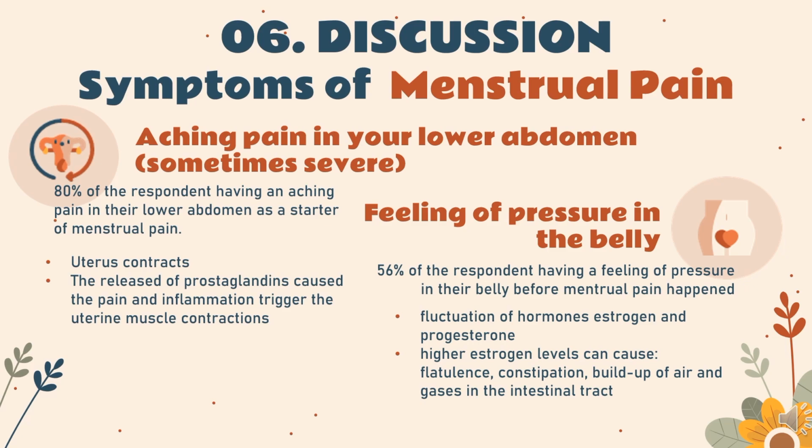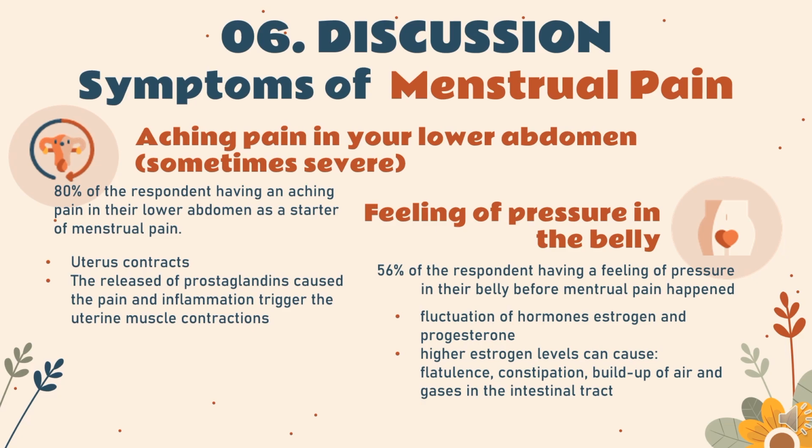There are a few symptoms of menstrual pain that most women experience. It includes itching pain in the lower abdomen. According to the survey, 18% of respondents have an itching pain in their lower abdomen as a starter of menstrual pains. It is because during the menstrual period, the uterus contracts to help expel its lining. Hormone substances like prostaglandins involved in pain and inflammation trigger the uterine muscle contractions.